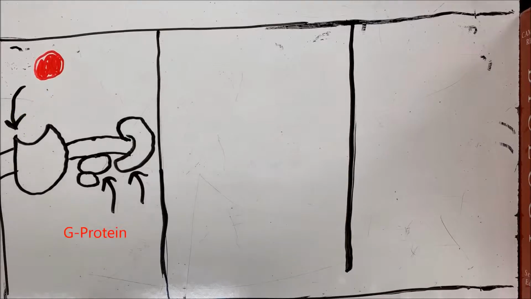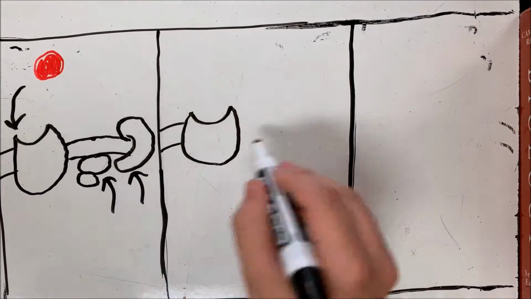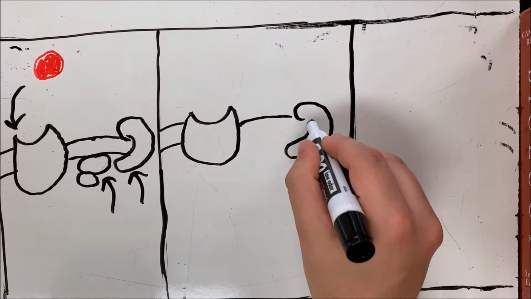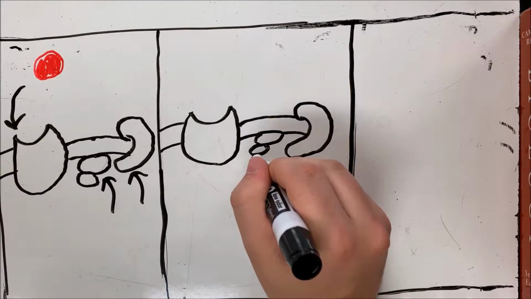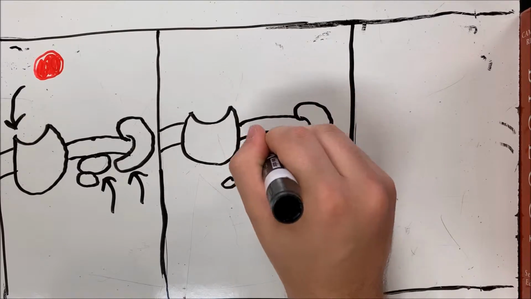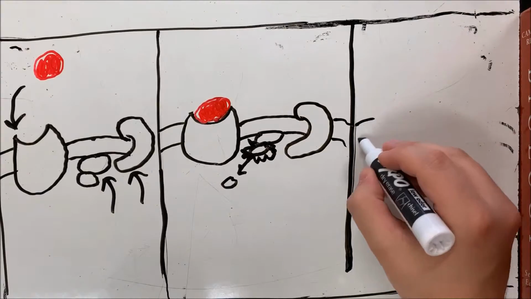When this ligand attaches to the signal binding site, the GDP attached to the G-protein is replaced with a GTP. This activates the G-protein, which moves laterally along the interior cell membrane to an enzyme, activating that enzyme through phosphorylation.